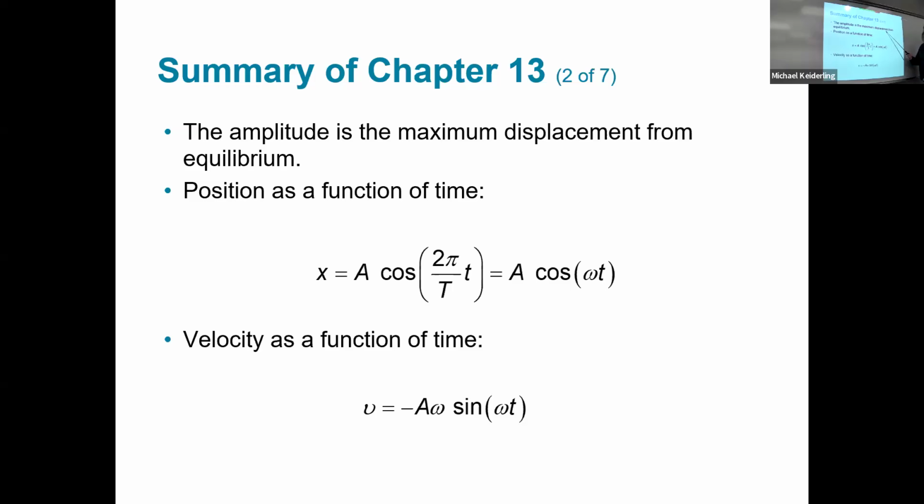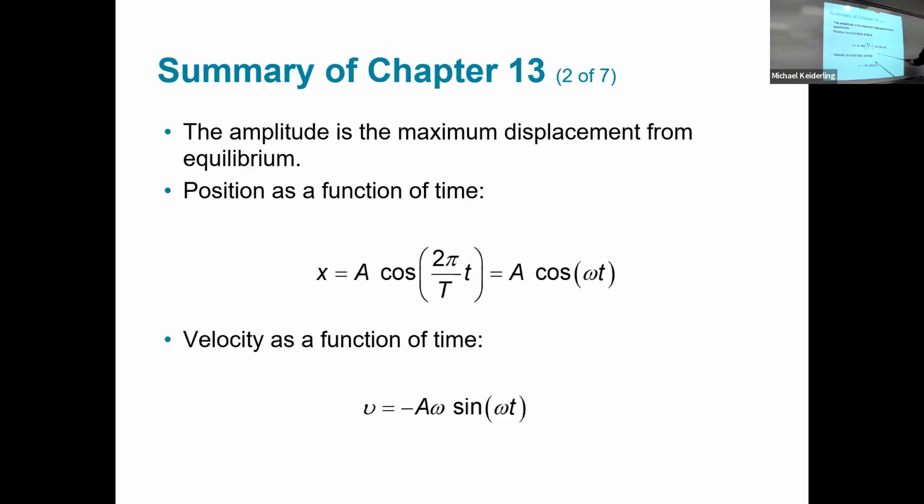The amplitude is the maximum displacement from equilibrium in an oscillation. Position as a function of time ends up being amplitude times the cosine of 2 pi over the period, omega, times t. Amplitude times cosine omega t. This is starting from maximum amplitude. In the more general form, you could add a phase term, but that doesn't matter for any of the problems we're doing.